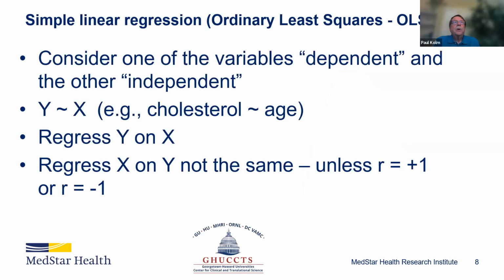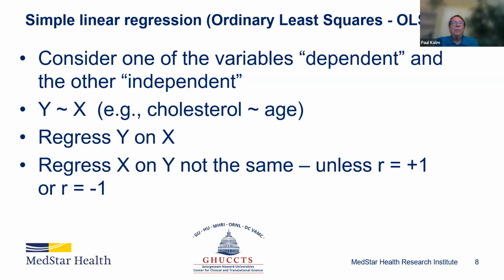So when we talk about linear regression or ordinary least squares regression, what we're going to do is consider one of the variables as the dependent variable and the other as the independent variable. The dependent variable is some outcome that we're interested in, and for the independent variable we want to determine whether there's some sort of relationship between that and the outcome, or the dependent variable. And so we write this as y as a function of x.